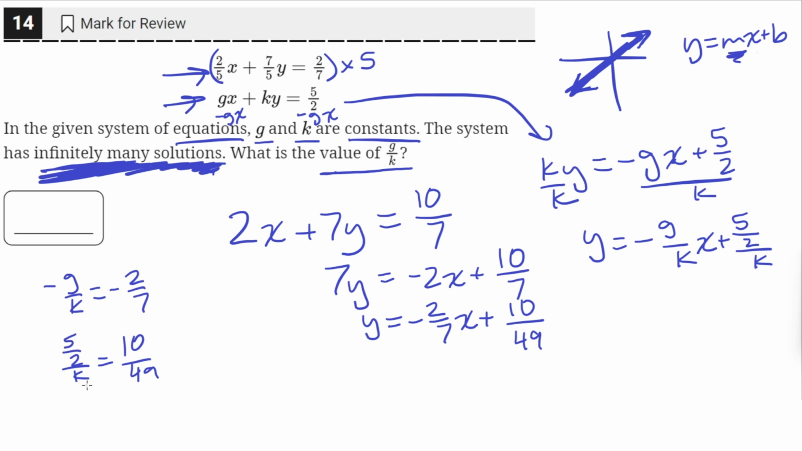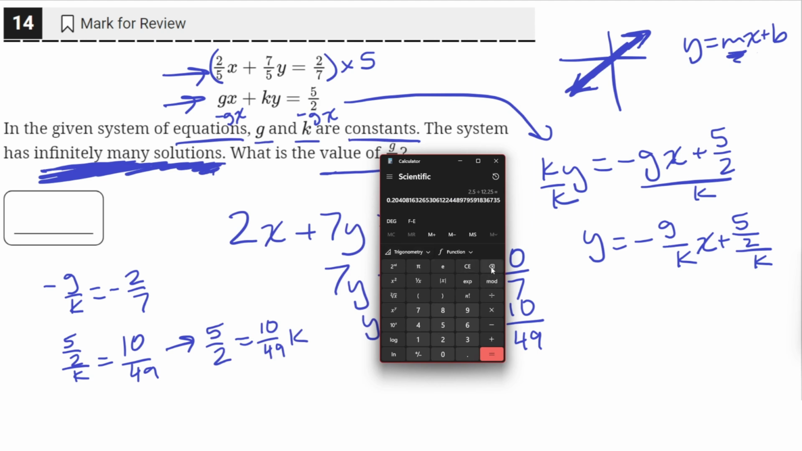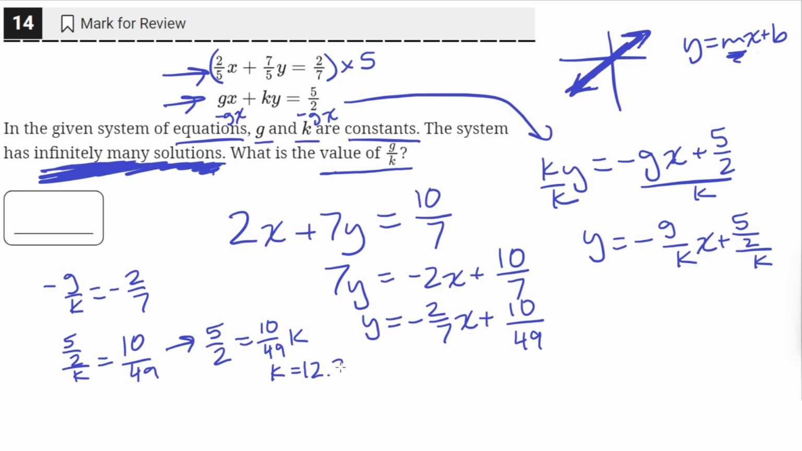In this second equation, we just have a singular k, so we can simply solve for the value of k. What we can do is multiply both sides by k, so we'll get 5 over 2 equals 10 over 49k. And then we can just divide 5 over 2 by 10 over 49. If we do that in our calculator, 5 divided by 2, that's 2.5, divided by 10 divided by 49, that gives us 12.25. So k equals 12.25.